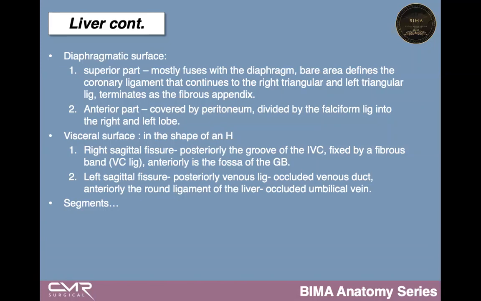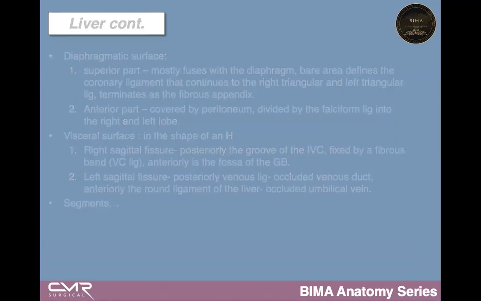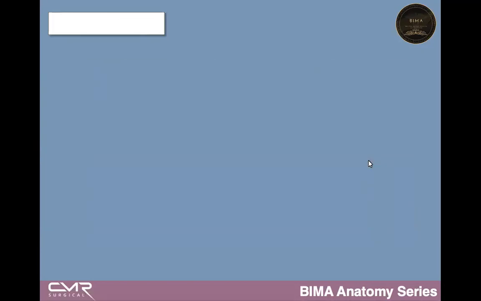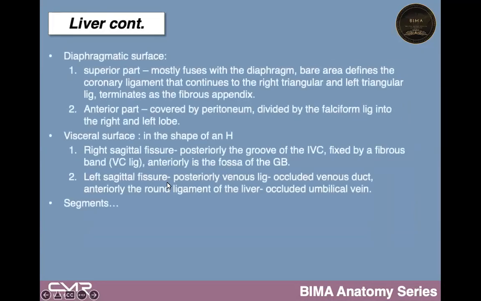The visceral surface is in the shape of an H. So I think it's quite easy here. It's a nice H on this aspect here on the posterior margin. And you have the right sagittal fissure, which once again you can't see, apologies for that, but it is posteriorly the groove of the inferior vena cava. It's fixed by a fibrous band, which is the vena caval ligament.